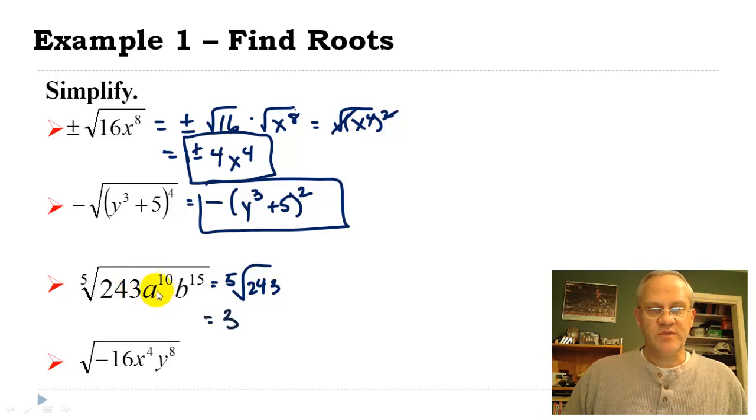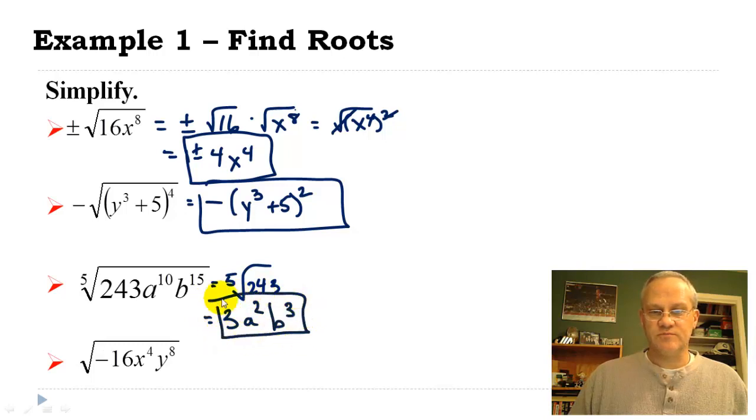Okay, pretty good. And then just with these other ones here, just divide like we did before. So a to the 10th, just do 10 divided by 5, which is a squared. And 15 divided by 5, which is b to the 3rd. And that would be our answer there.